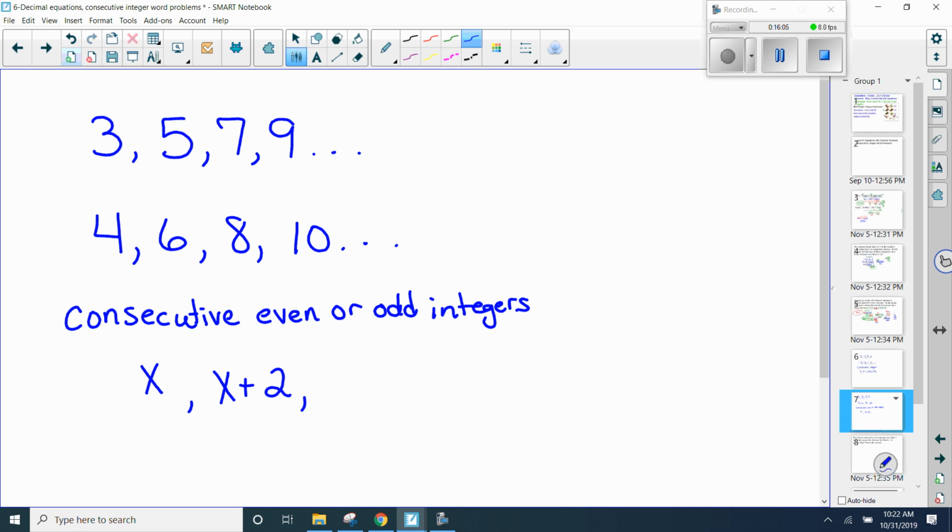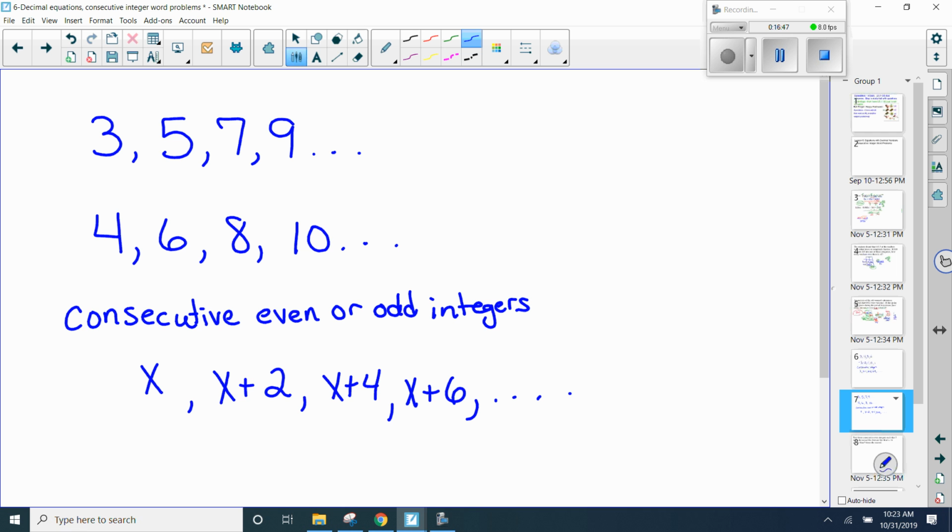What do I do to get to the next even or odd integer? I add another 2. What is x plus 2 plus 2? X plus 4. So the third even or odd integer is going to be x plus 4. So if it was 4, you would add 4 to give you 8. Right? It just means you're adding 2 every single time. So the next one is going to be x plus 6. The next one would be x plus 8. The next one, x plus 10.